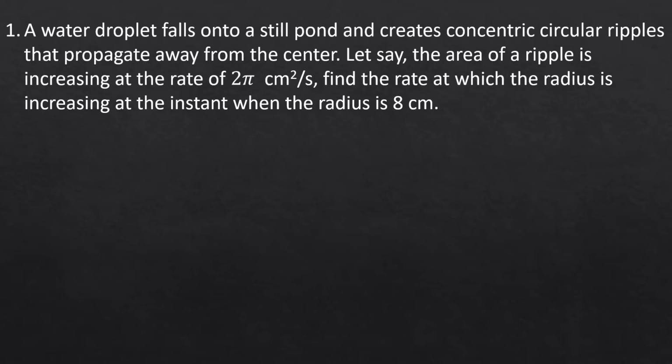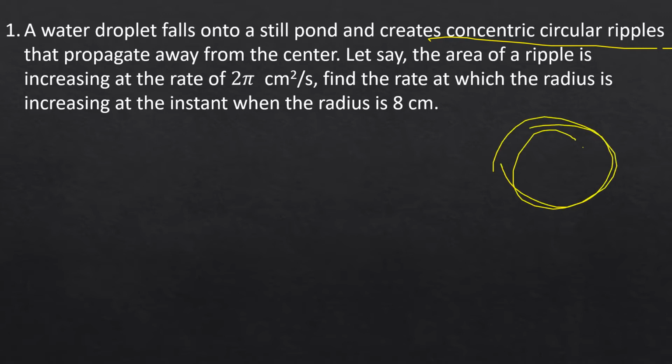So a water droplet falls onto a steel pan and creates concentric circular ripples. Kapag inulok mo ang isang droplet o stone o anumang object sa isang pan na hindi gumagalaw or simply at rest, magkikreate yan ng ripples. So pag sinabi mong ripples, nagkakaroon ng pagbabago sa radius and definitely the area. So let's say the area of the ripple is increasing at a rate of 2 pi square centimeters per second.